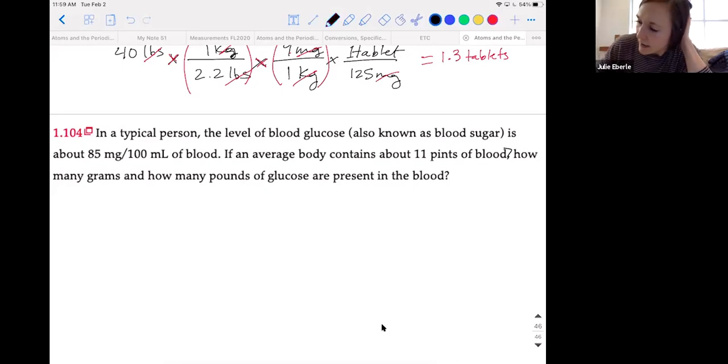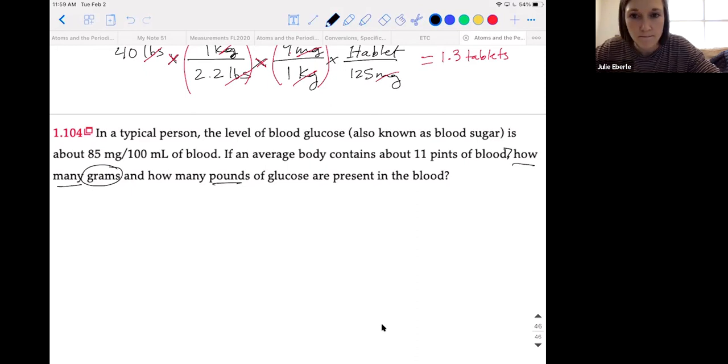First off, I see it says how many, there's our unit. There's actually two questions here. It says units and then separately how many pounds. So first we're going to do it one at a time. How many grams of glucose are in the blood of one human body, one adult, one individual?